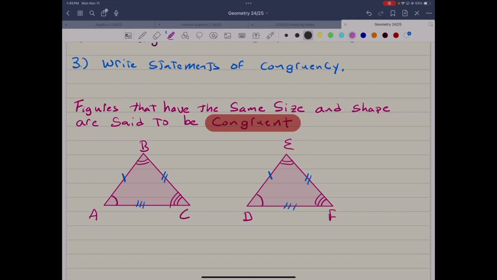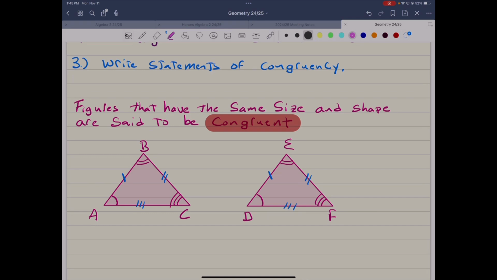Okay, don't need your computers right now. Zero reason to have any computers open or anything else like that. Figures that have the same size and same shape are said to be congruent. So in order for things to be congruent, they have to be exactly the same size and exactly the same shape. It doesn't mean that they need to be oriented in the same way. One of them might have been turned 180 degrees. But as long as they're the same size and the same shape, we say they're congruent.